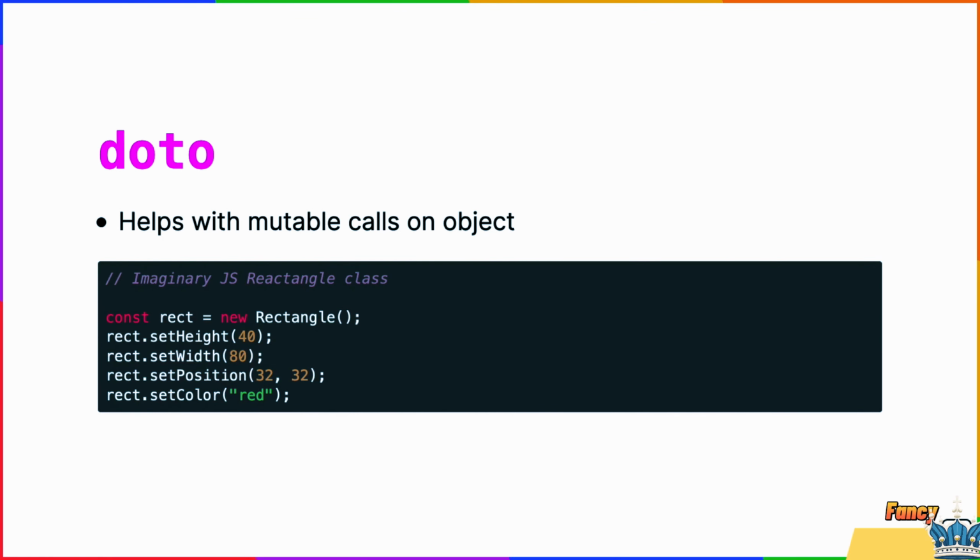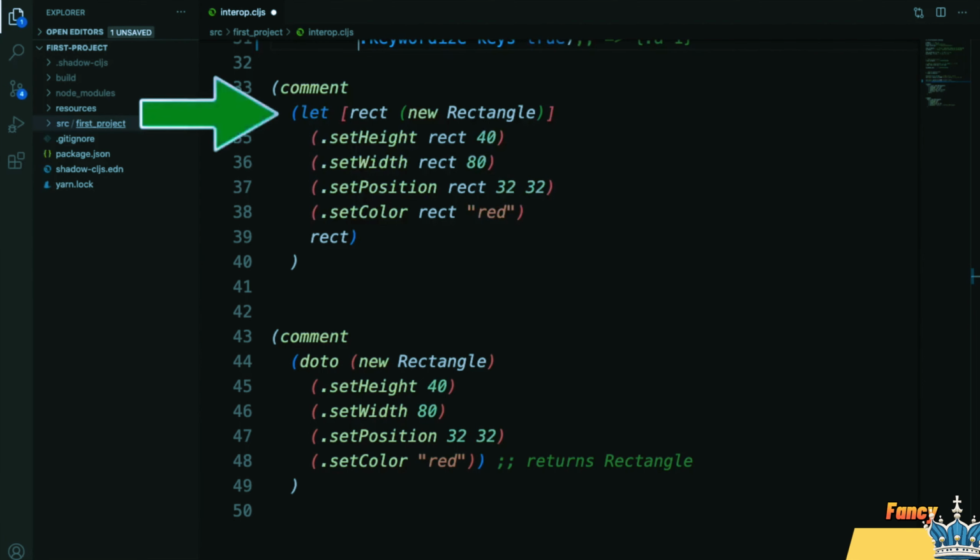Java and JavaScript allow you to write mutable code. For example, you might have a UI element and can call some function on it to set some properties. Like in this example, we instantiate an imaginary rectangle class and call some methods on it. All these operations mutate the internal state of the rect object. If we were to write the same using Clojure's interop, we'd end up with something like this. With the doto macro, we can rewrite the same as follows.